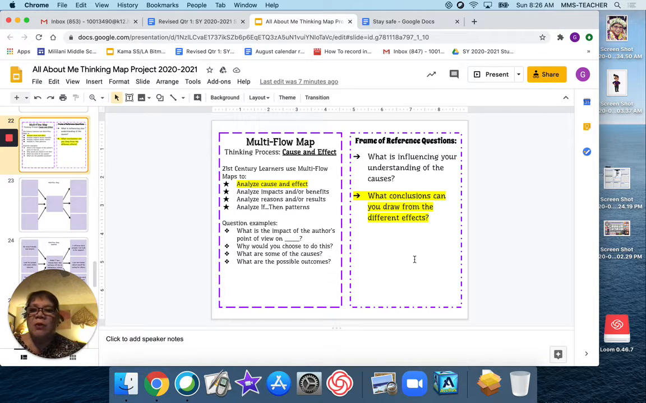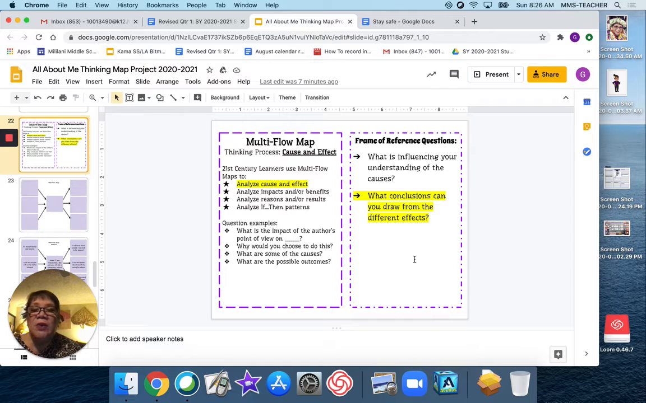Okay, now some example questions that are associated with multi-flow maps are: what is the impact of the author's point of view on? Or why would you choose to do this? Or what are some of the causes? Or what are the possible outcomes?